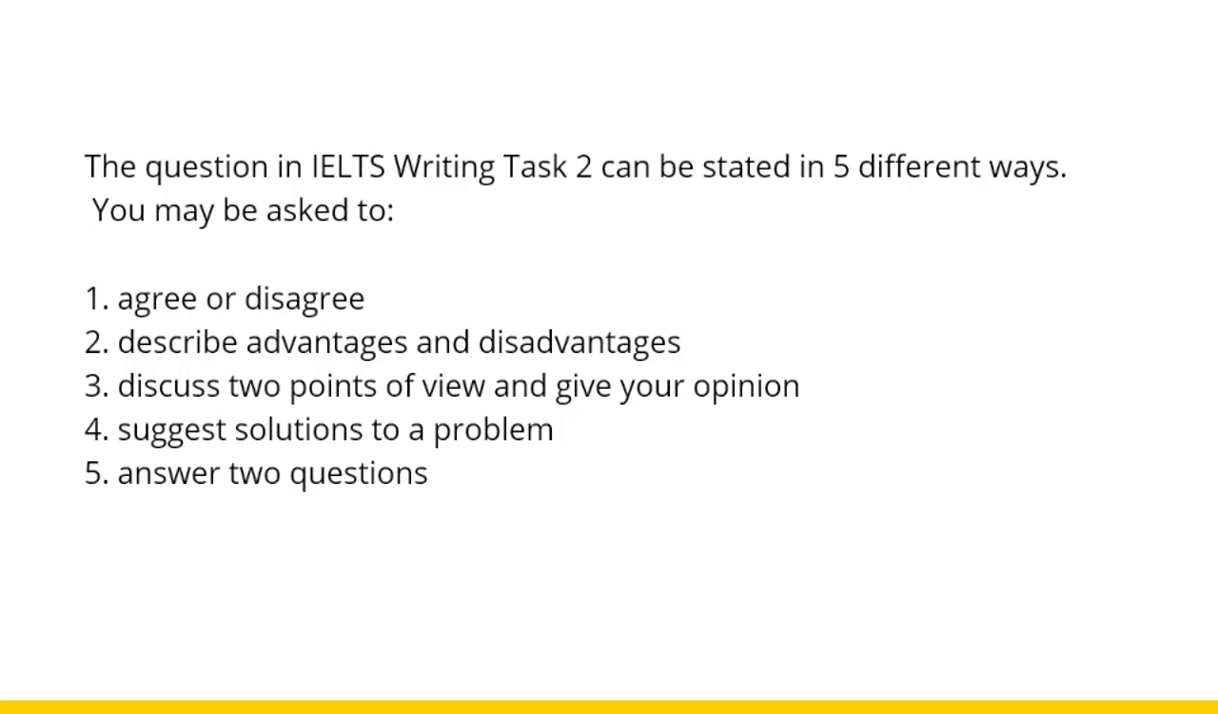In IELTS writing task 2, you'll be asked to show your opinion and be able to defend your point of view. The question in IELTS writing task 2 can be stated in 5 different ways, or in other words, we can call it 5 different essays that you'll be asked to complete. You may be asked to, number 1, agree or disagree, and number 2, describe advantages and disadvantages of a particular topic. Number 3, discuss 2 points of view and give your own opinion on which one you support.